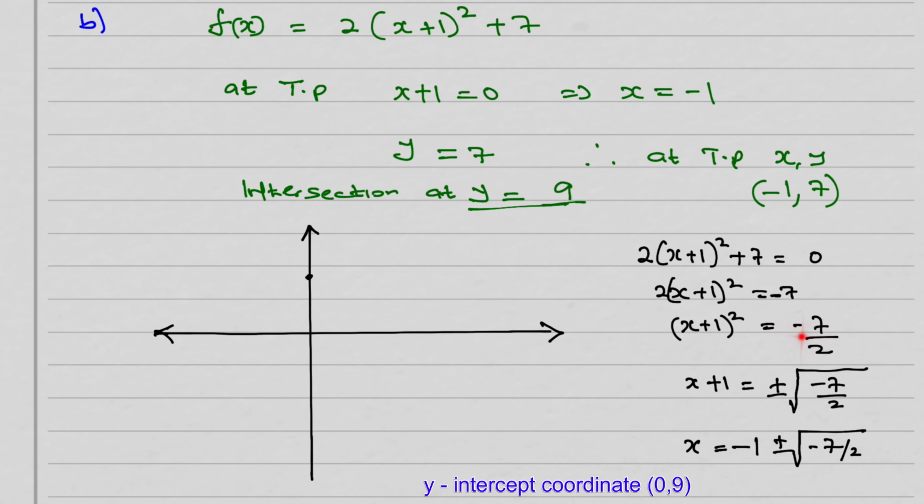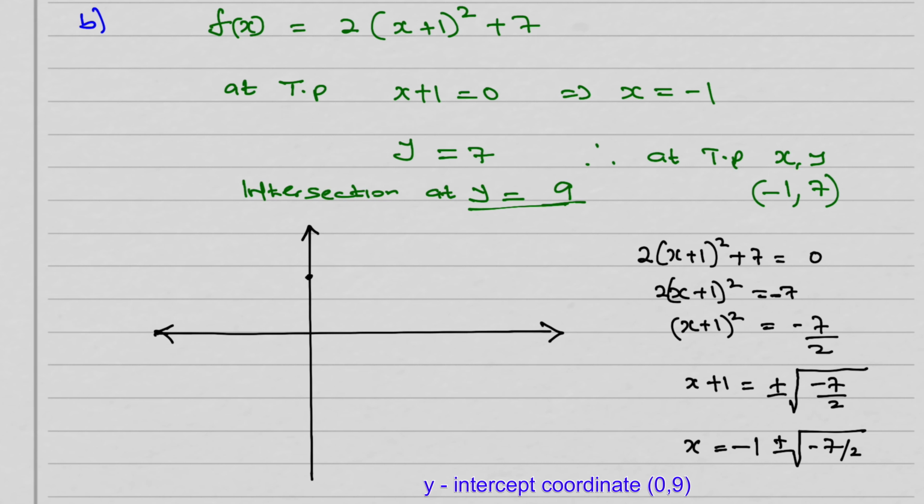And so therefore I got minus 7 over 2. And then I square root both sides, which is x plus 1 equals plus or minus root of minus 7 over 2. Now this is a complex situation. It's not a real root, and therefore it does not cross the x-axis.